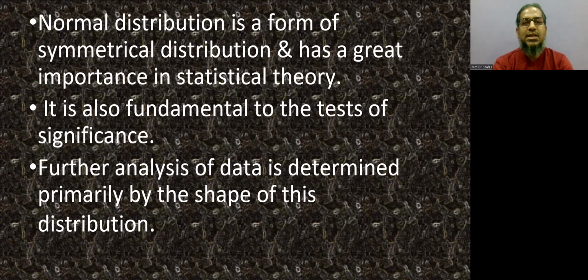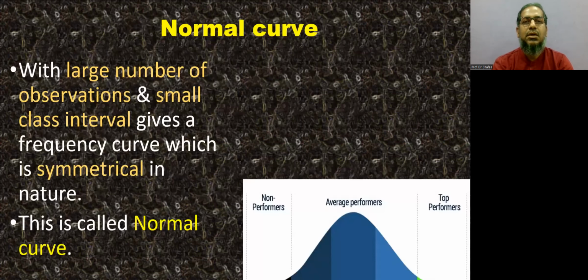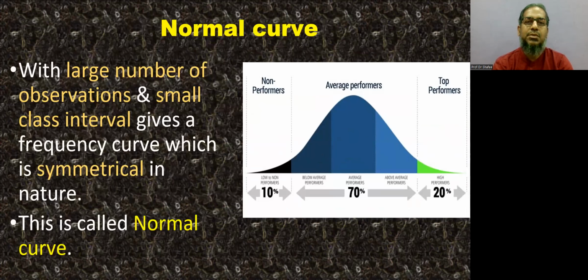When we analyze the data with the help of a test of significance, we'll see how the normal curve or normal distribution is important. Normal distribution is also fundamental to the test of significance. Whenever we apply a test of significance and decide about the 95% confidence interval and probability, the concept of normal distribution is used. Further analysis of data is determined primarily by the shape of this distribution. The shape of the curve will depend on the standard deviation of the observations.